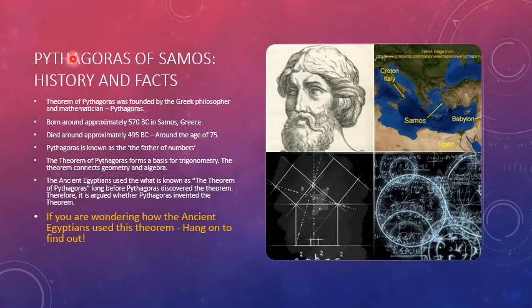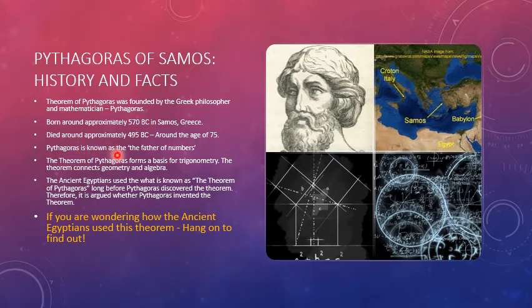Let's go through some history and facts of Pythagoras of Samos. The Theorem of Pythagoras, which is the theorem we will be studying in this video, was founded by the Greek philosopher and mathematician Pythagoras. He was born approximately 570 BC in Samos, Greece. He died approximately 495 BC, which means he died around the age of 75.